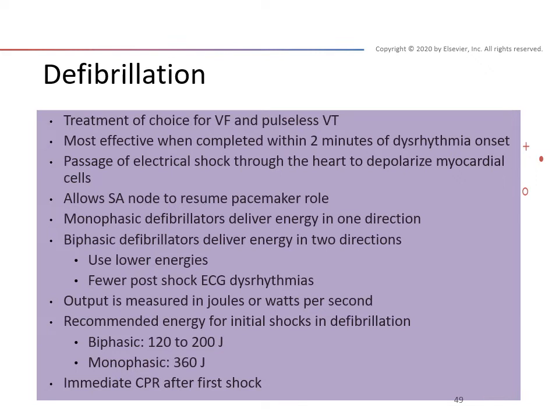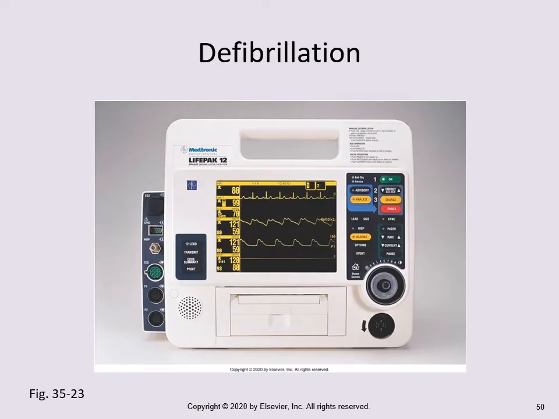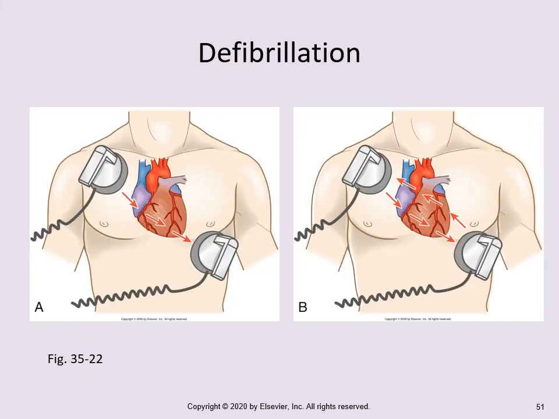You may still see monophasic and biphasic defibrillators used in the clinical environment. Monophasic defibrillators send energy through the heart in one direction, while biphasic machines send energy through the heart in 2 directions. This allows you to use lower amounts of energy and you have fewer post-shock dysrhythmias. This slide shows you a picture of a defibrillator. This happens to be a LifePak, but that's just one brand of many.